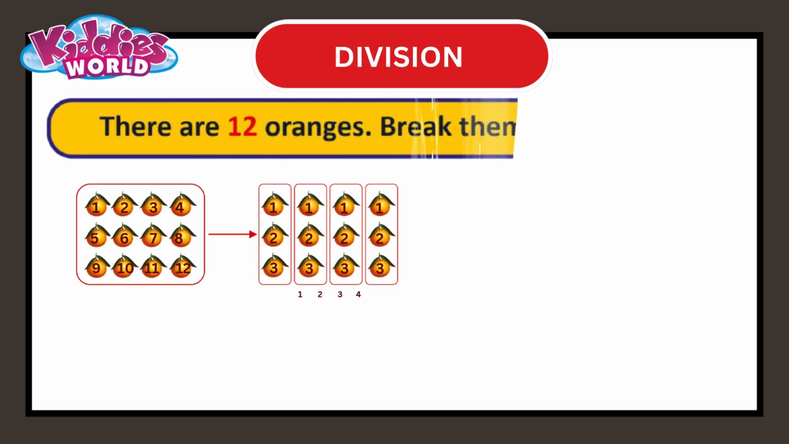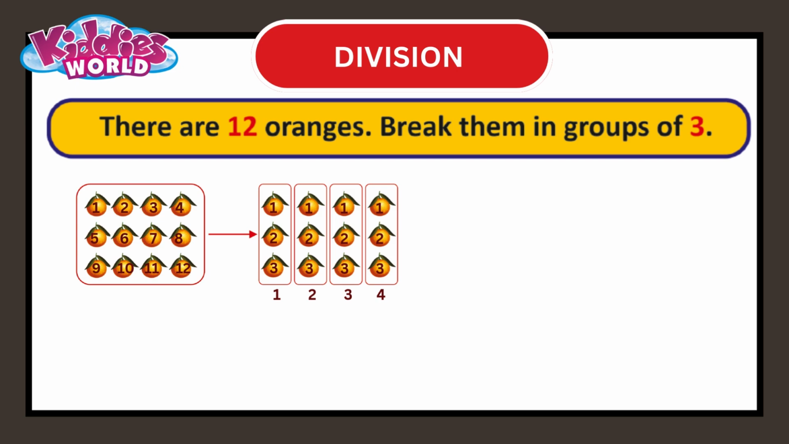Let's recap what we learned. Division helps us split things equally. We divided 12 oranges into groups of 3. The answer is 4 groups. That's how we use division for fair sharing.